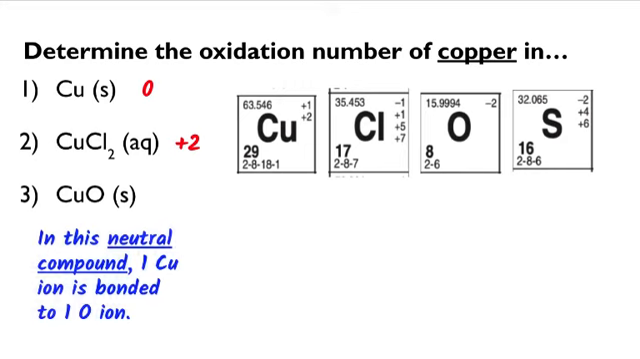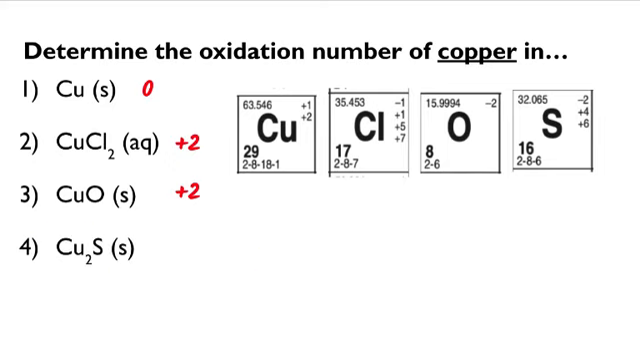I have one copper ion bonded to one oxygen ion. The only possible oxidation state for oxygen is -2, which means that in this case the oxidation state of copper has to be +2. It can't be 0 because it's bonded to oxygen. When elements are bonded to other different elements, they're going to have an oxidation number that is not 0. And so I can figure out that this one would be +2.